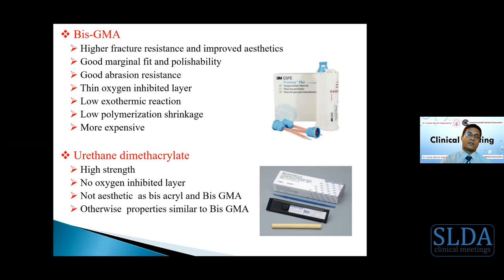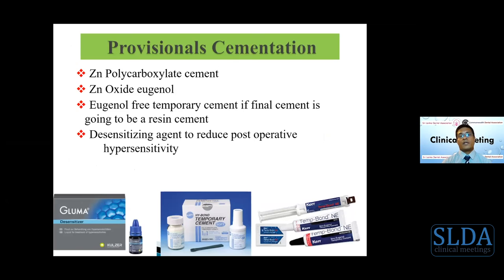Then, provisional cementation of temporary indirect restorations. You always have to use eugenol-free cement if the final cement is going to be a resin cement. The more retentive zinc polycarboxylate cement is the temporary luting cement of choice here. And as I said before, desensitizing agents can be applied here to reduce post-operative hypersensitivity in the tooth, which is vital. Glutaraldehyde-based ones, for example Gluma, do not affect cementation of temporaries or finals.